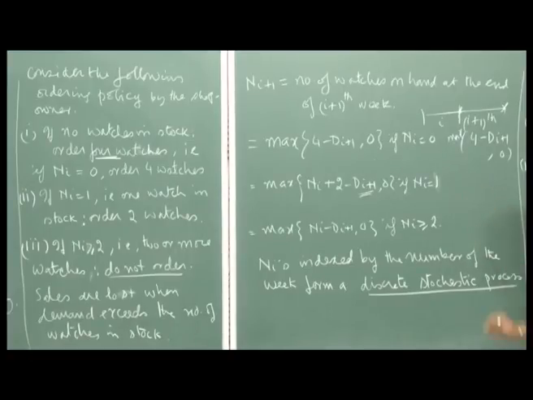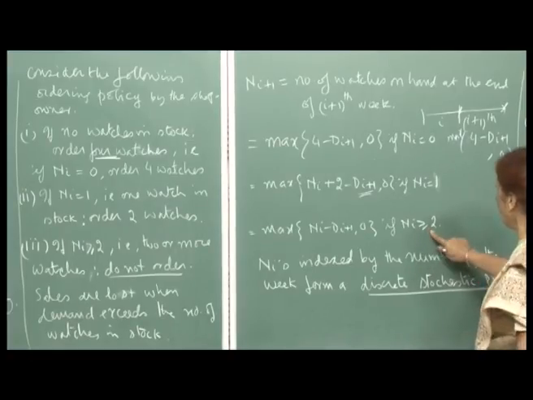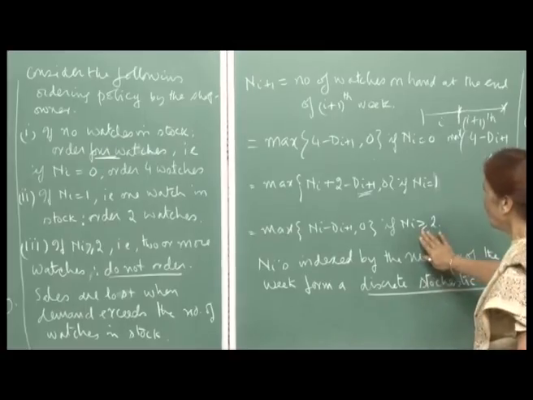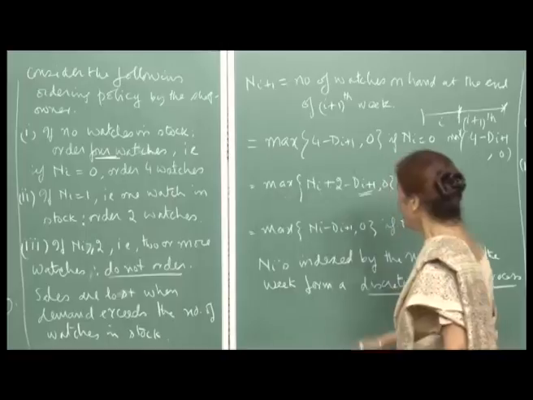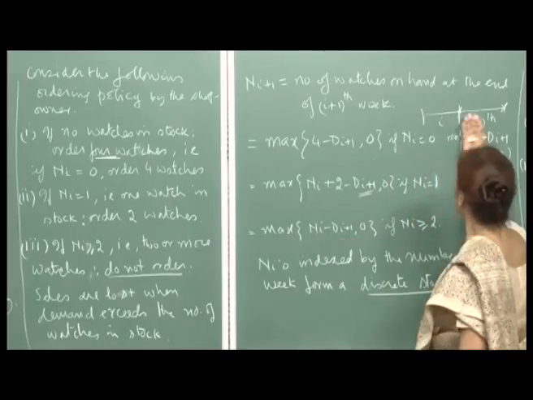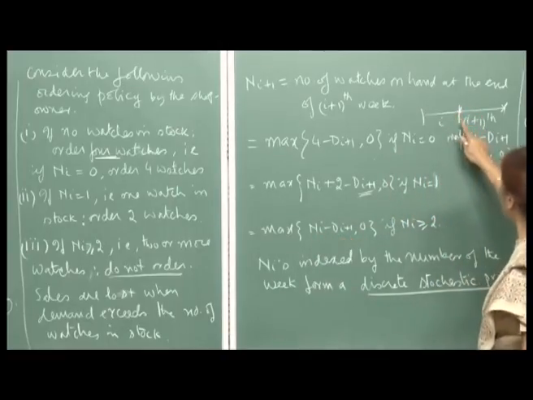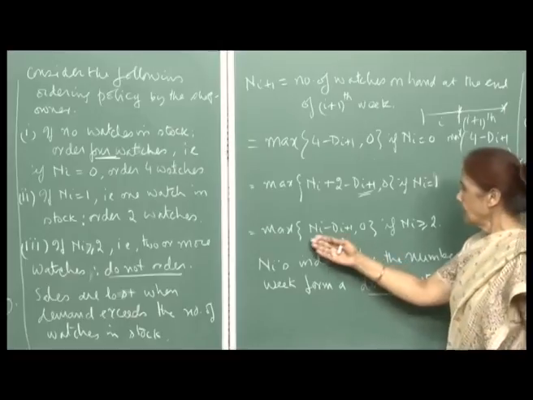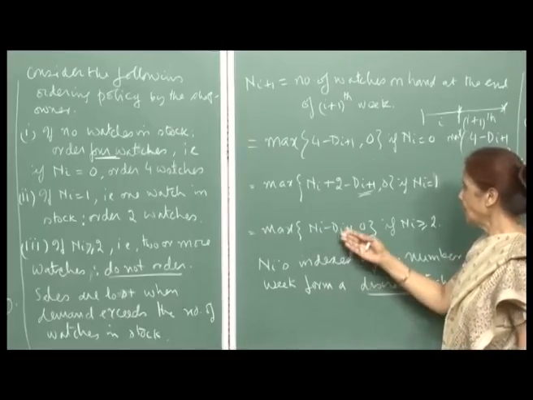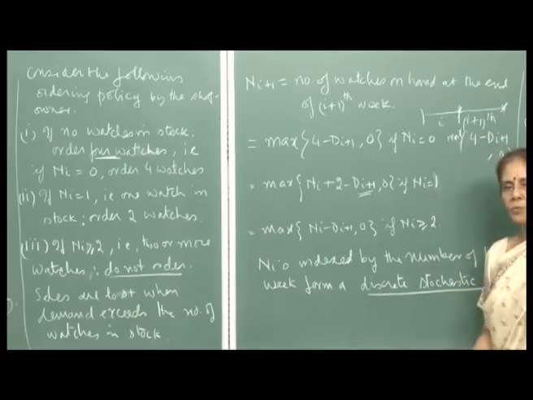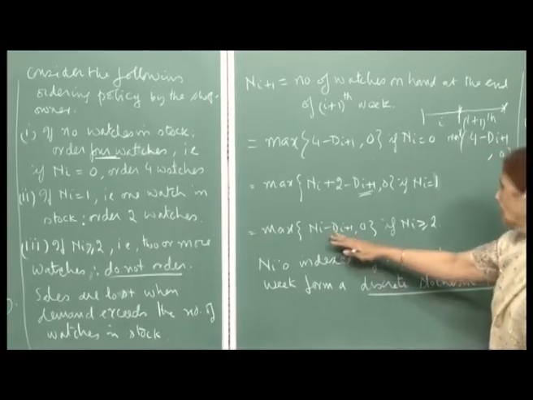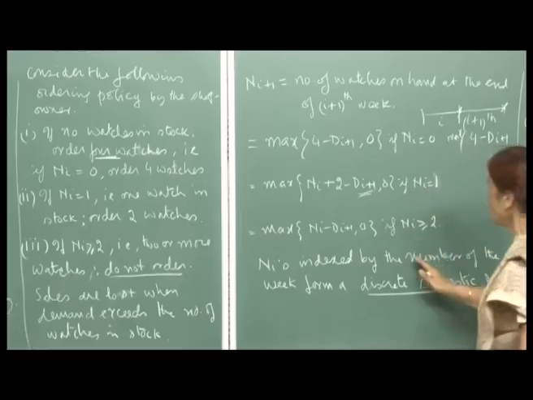So, when n_i is 1, and similarly if n_i is greater than or equal to 2, then you are not ordering any watches. 2 or more you do not order. So, your watches on hand at the beginning of the (i+1)th week is n_i minus d_{i+1}, which will be what you are left with at the end of the (i+1)th week, and so it will be again max of these 2. So, this is how you can.